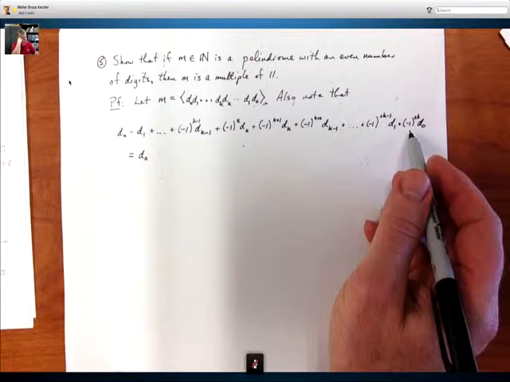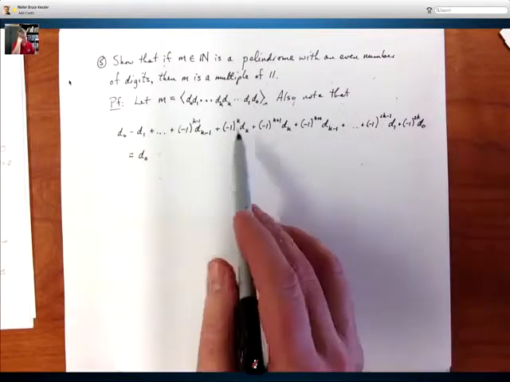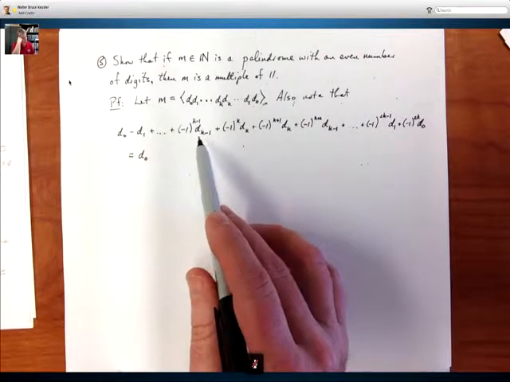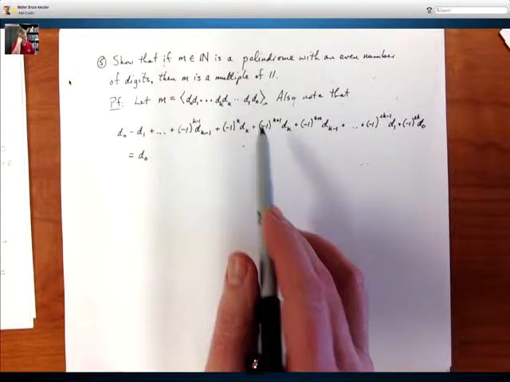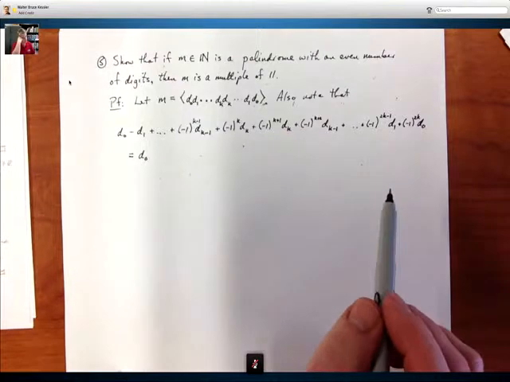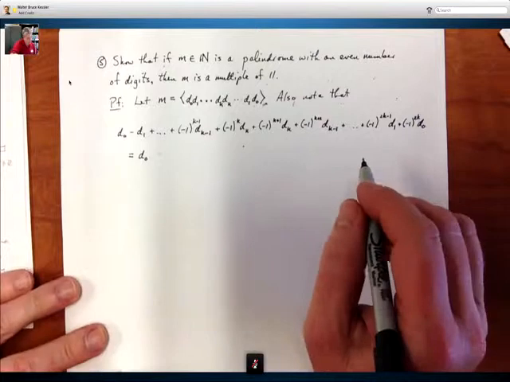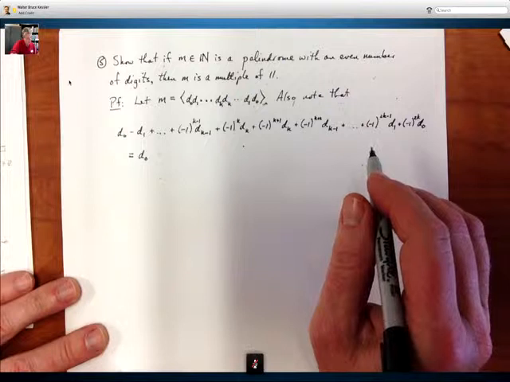Okay. No, these signs are not right. Let me see here. The index, if I did this, would be 2k. No, that's right. I think my signs are off slightly here. Let me see.